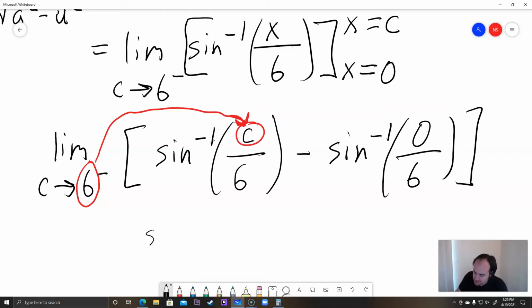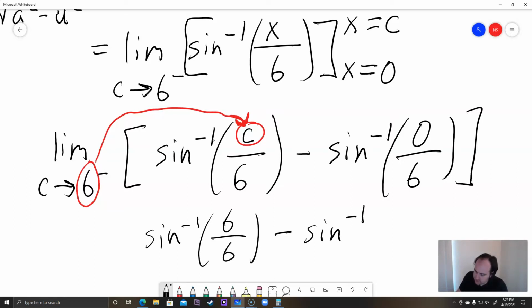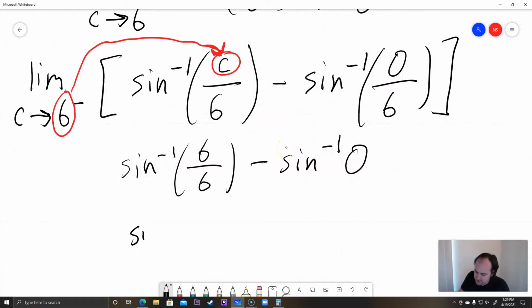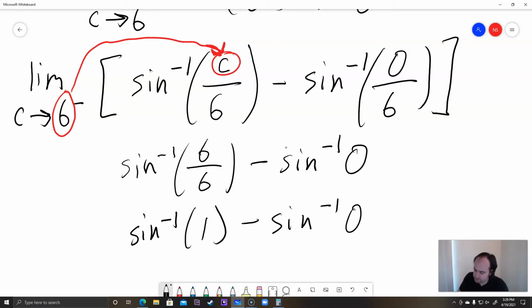Okay, so what we got here is sine inverse of 6 over 6 minus sine inverse of 0. Okay, and of course 6 over 6 is just 1. So we really just have sine inverse of 1 minus sine inverse of 0. Okay? So I'm going to show you the unit circle way. If you have a calculator that will do sine inverse for you, go for it. But the unit circle is really not that bad.